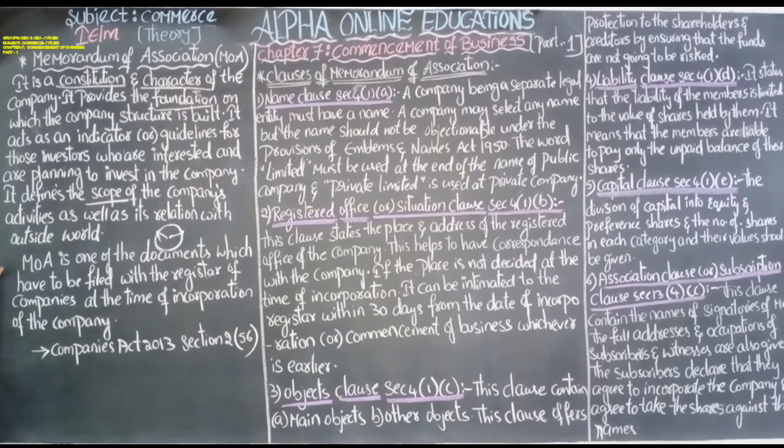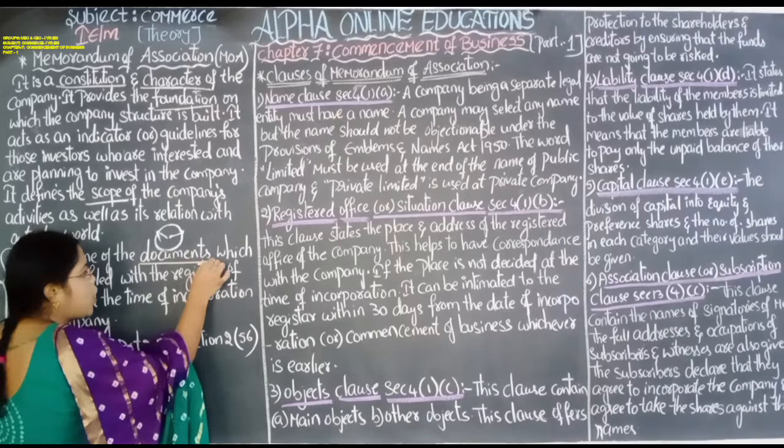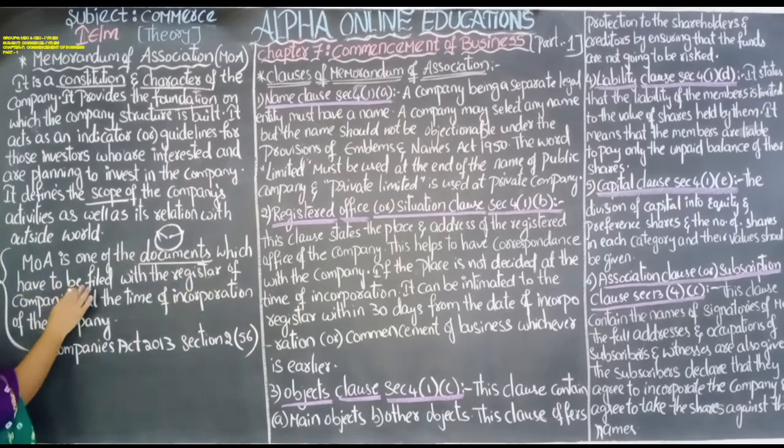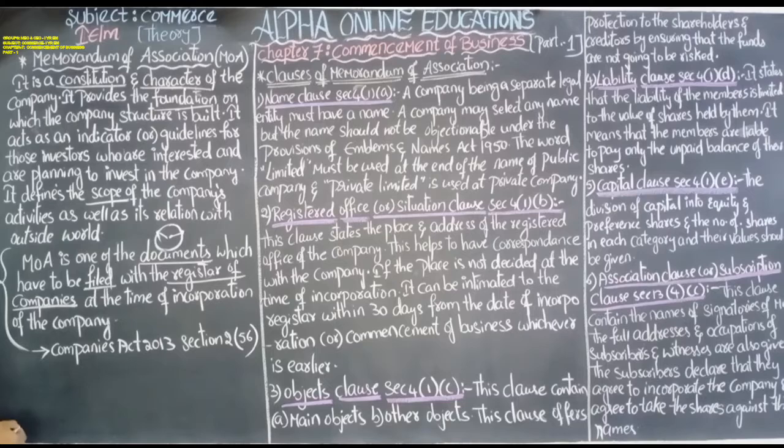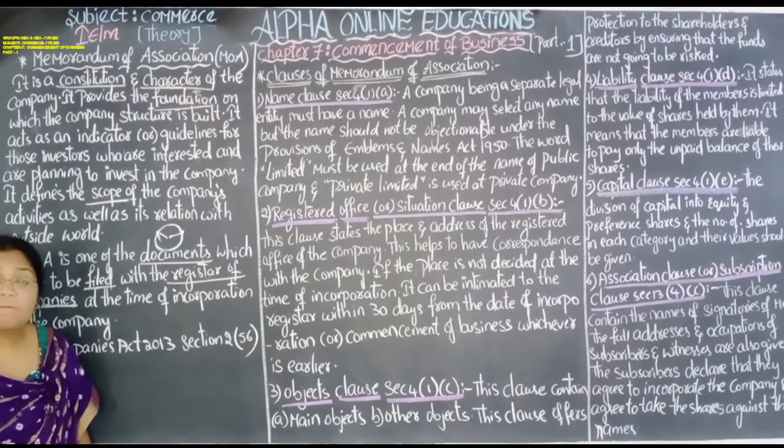Next, this is the definition of a Memorandum of Association. Memorandum of Association is one of the documents which have to be filed with the register of the companies. This document has to be submitted.